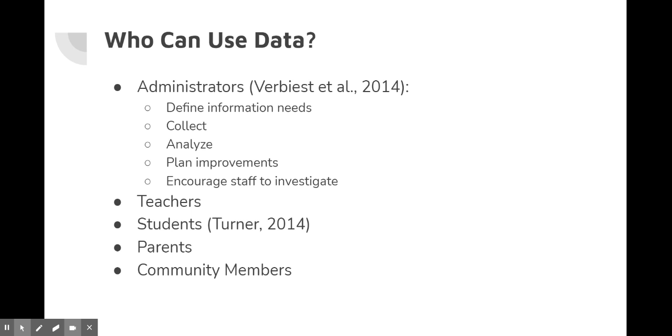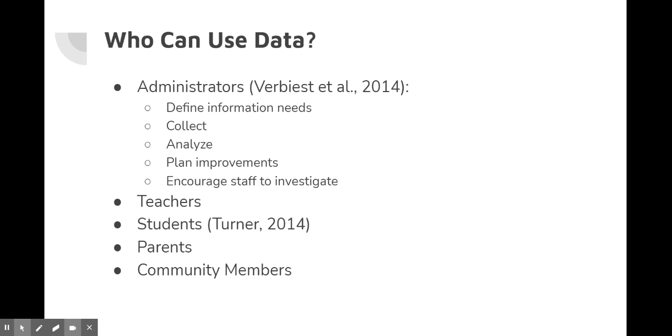So I want to first talk about who can use data. Typically it's the administrators in a building who have been the consumers and the ones analyzing data, and that still would be true. Administrators should use data to inform their decisions about the direction that a school goes in order to continuously improve.